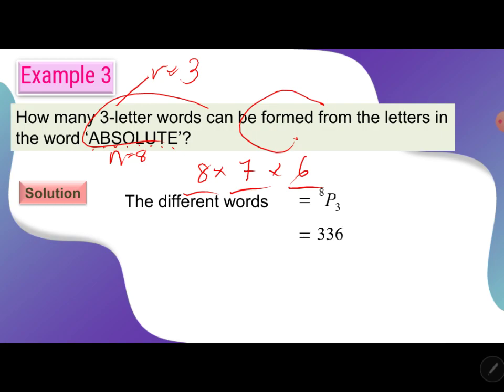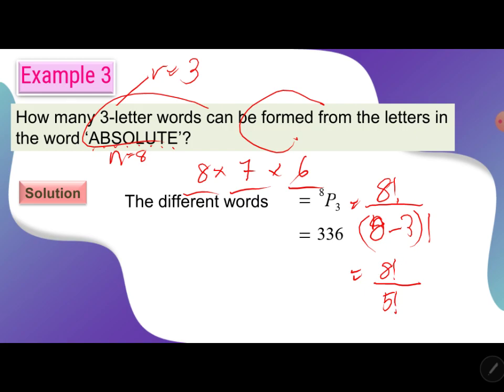8P3 is equal to 336. This answer will be the same. So what is 8P3? 8P3 is 8 factorial divided by (8 minus 3) factorial. So we have 8 factorial divided by 5 factorial. So what is 5 factorial?